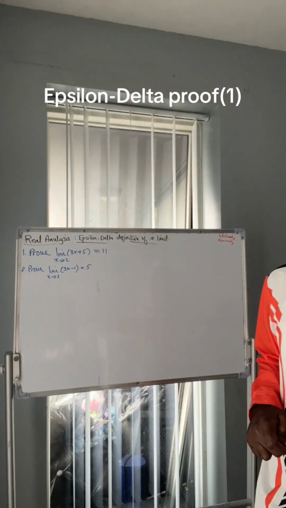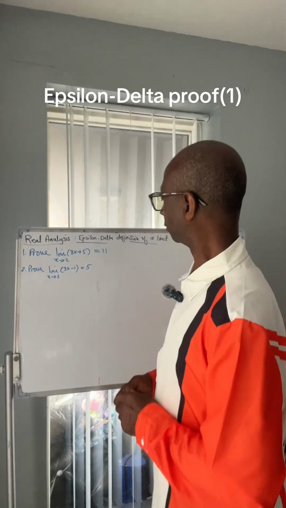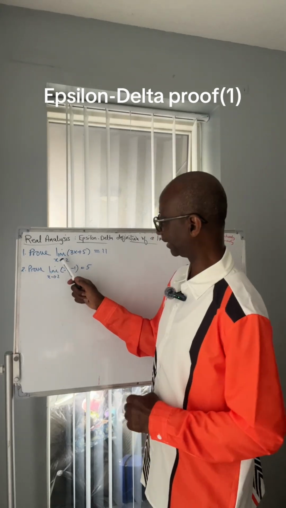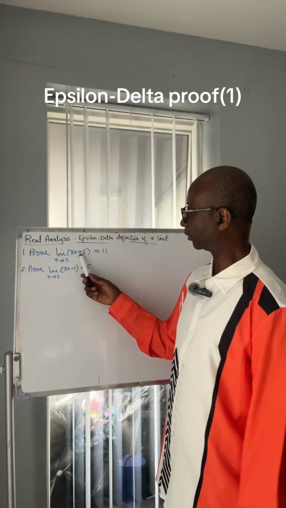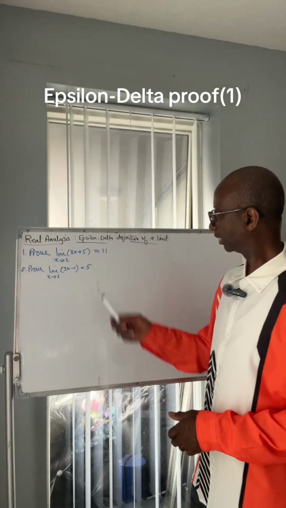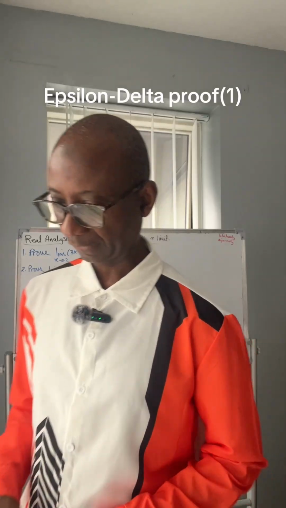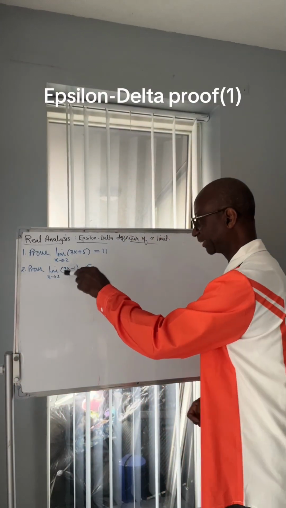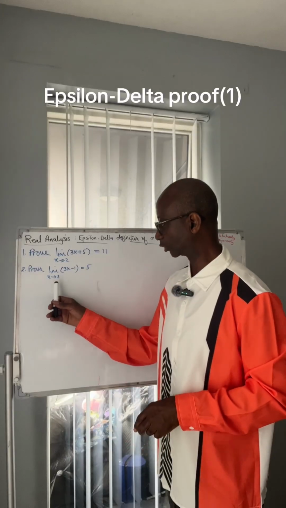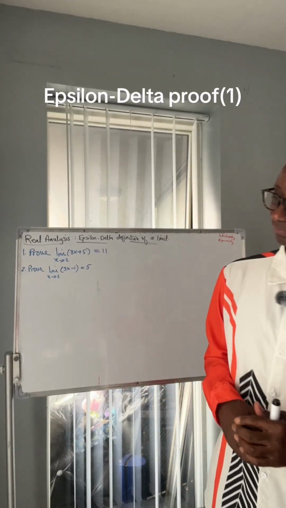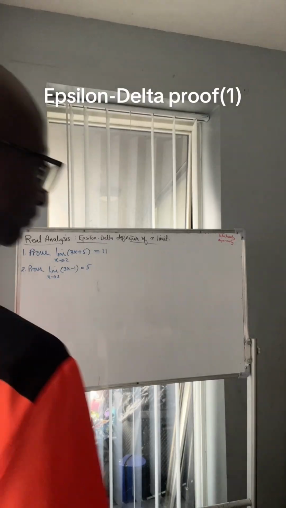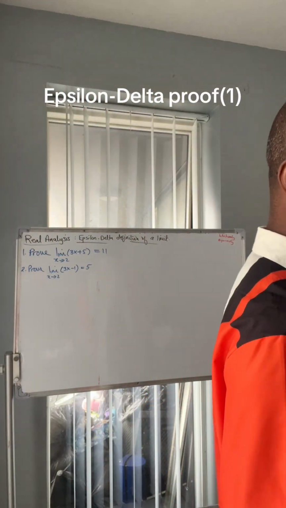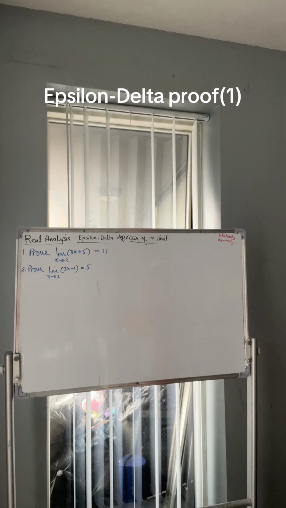We got two problems here. Problem number one says prove the limit as x tends to 2 of the function 3x plus 5 equals 11. And the second problem says prove the limit of 3x minus 1 as x tends to 2 equals 5. These are simple proofs, but we'll start from there before we progress to more difficult ones.